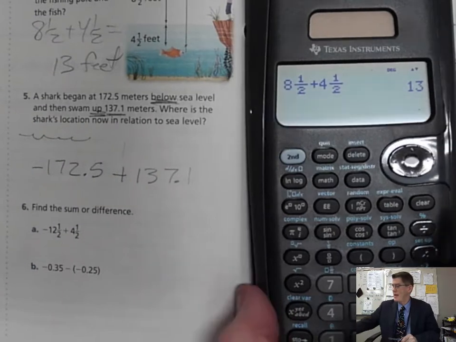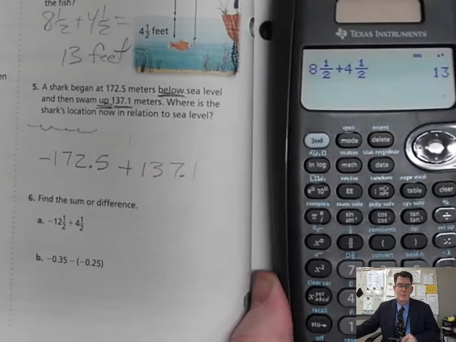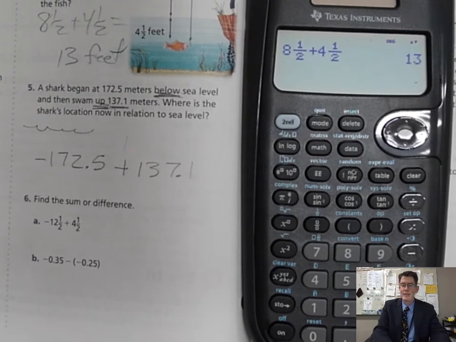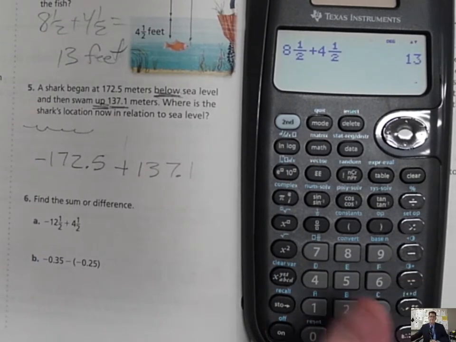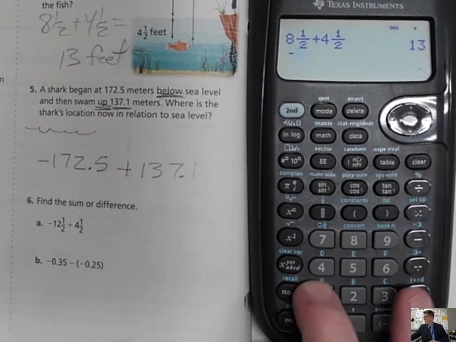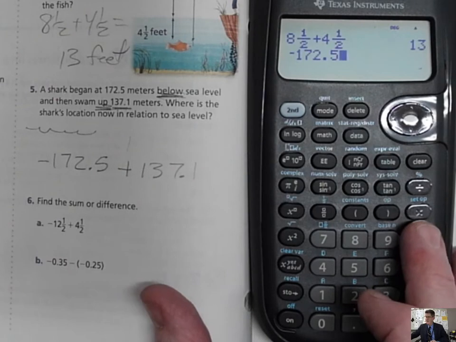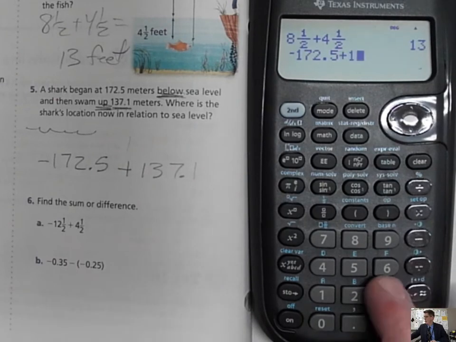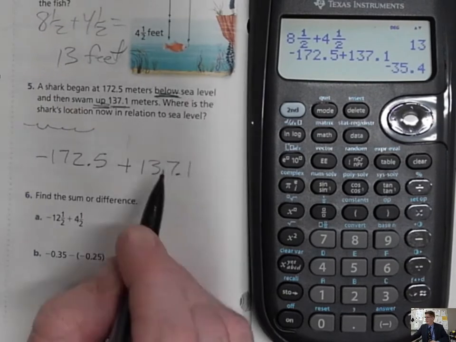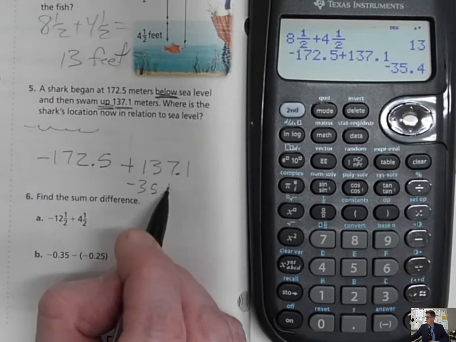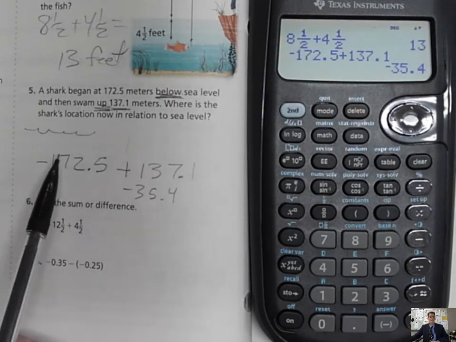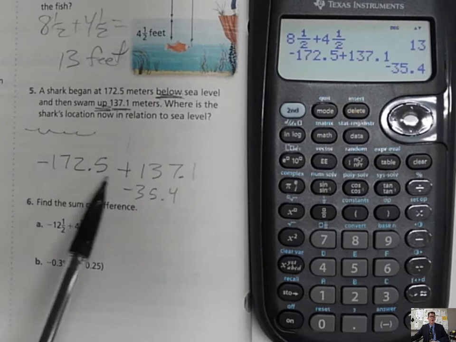When you type that in the calculator, you'll have the number for here. Trying to figure out how I can have it so I can see everything. So negative, that's the button for negative down here, 172.5. And then we're going to add, because we're coming up the number line, 137.1. We end up at negative 35.4 meters. But again, the first step is really being able to see what they're asking for. That you start low, below in the negative, and then you come up.